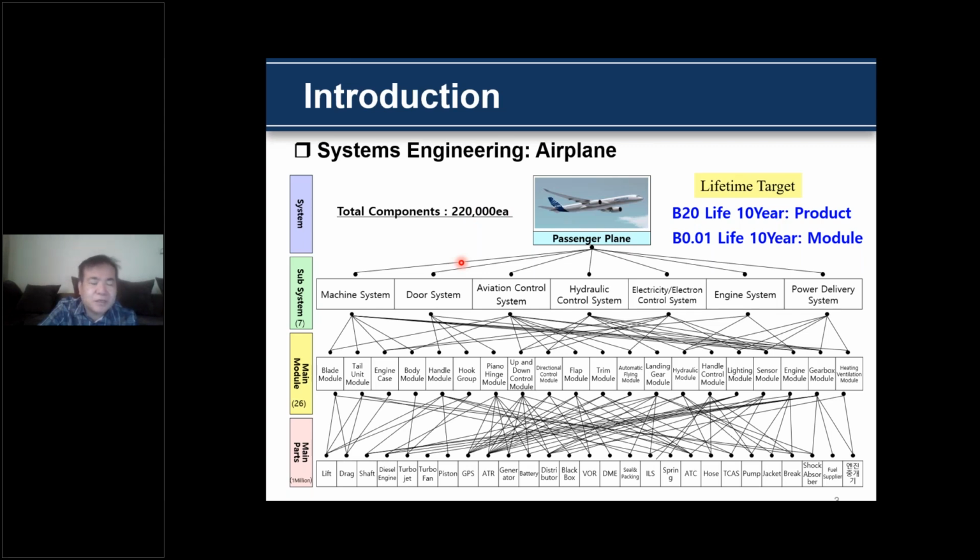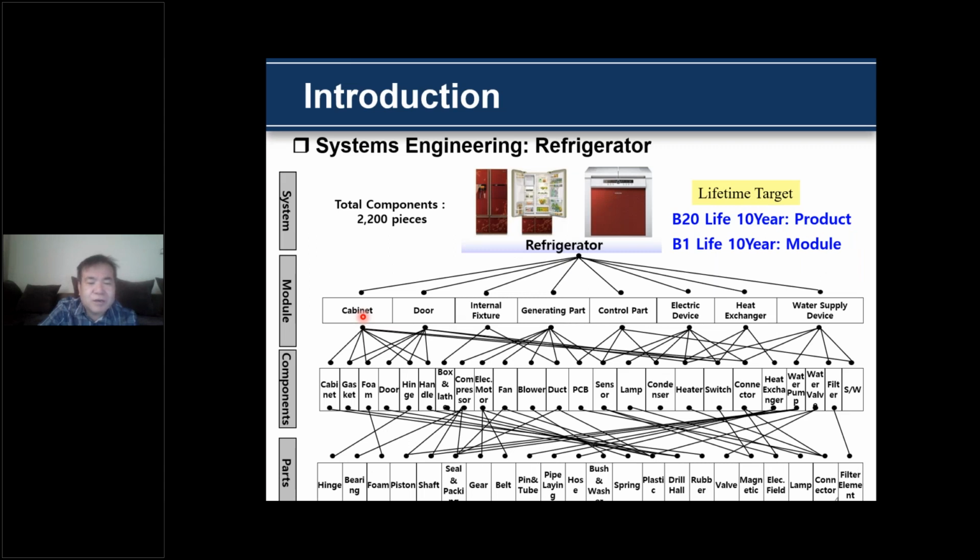This is another mechanical product, a refrigerator. A refrigerator consists of the cabinet, door, internal fixtures, and general parts. The total components are 2,000 pieces. The life target is 10 years.